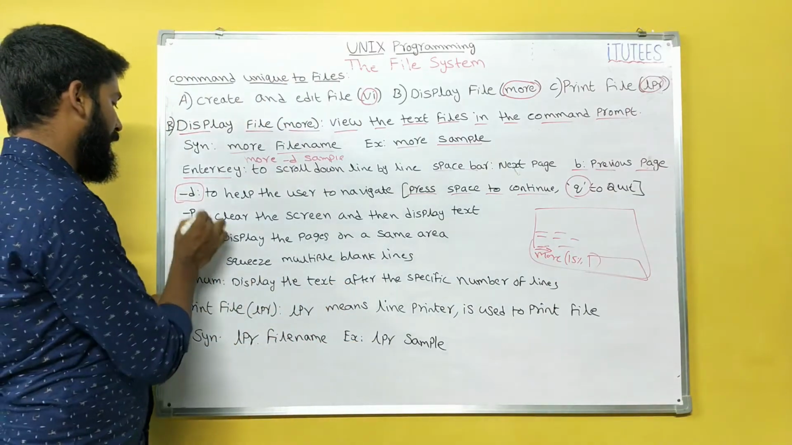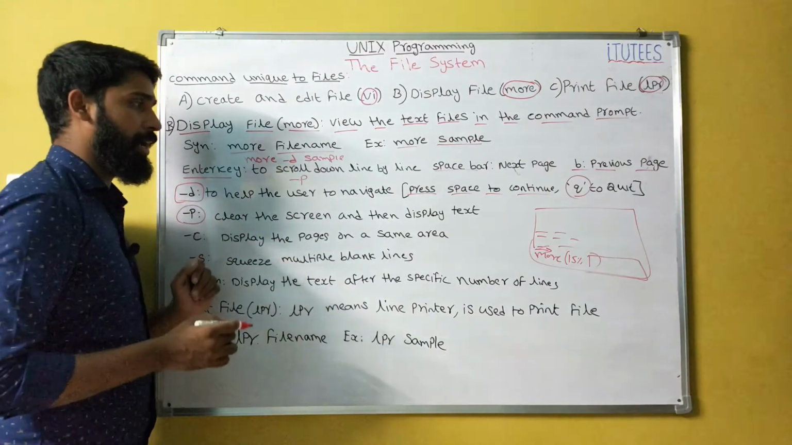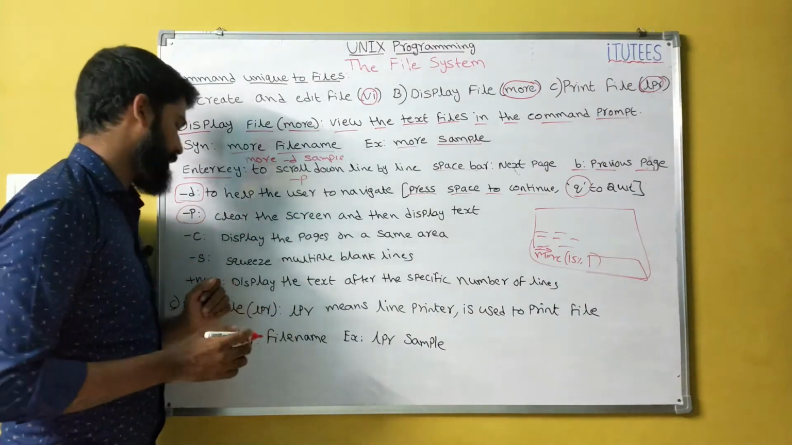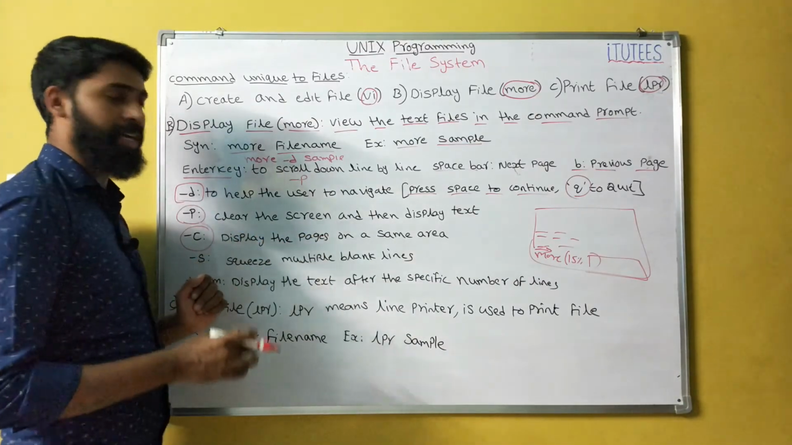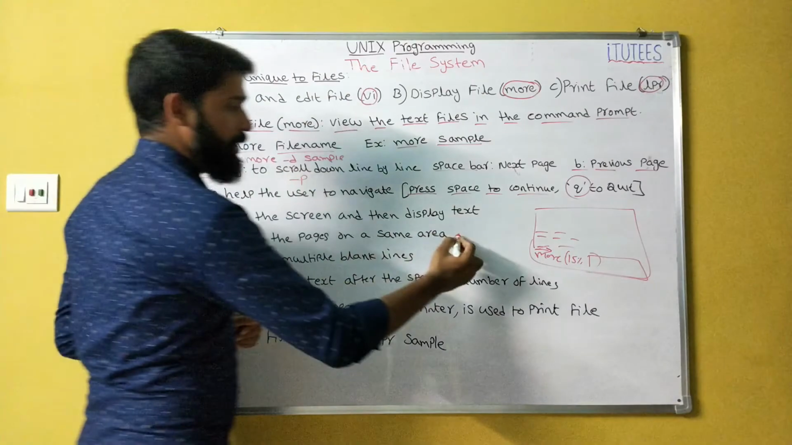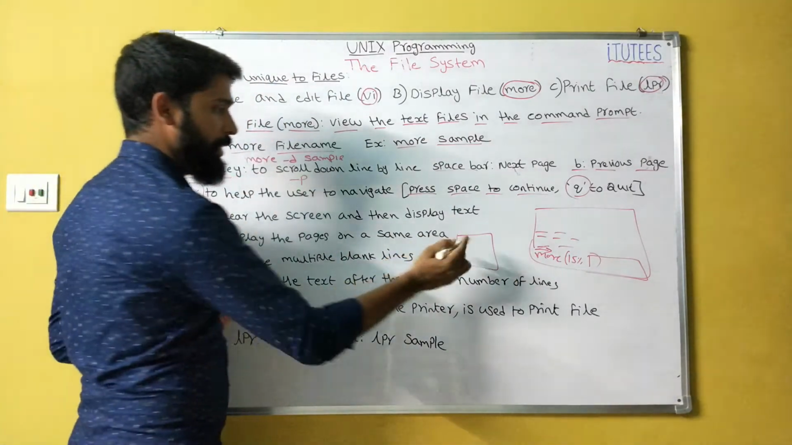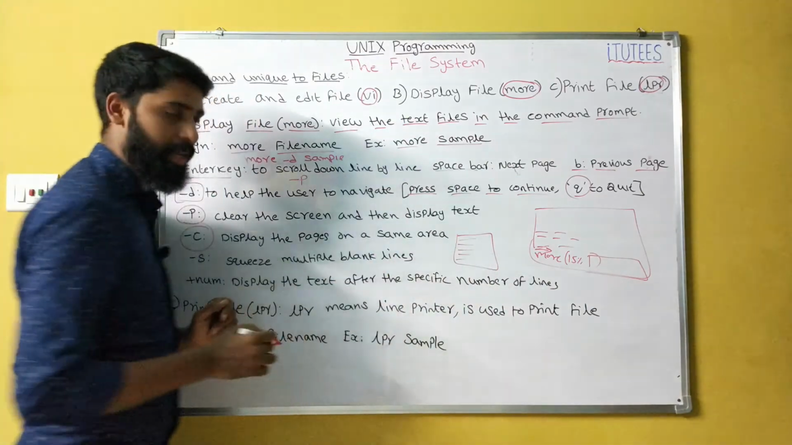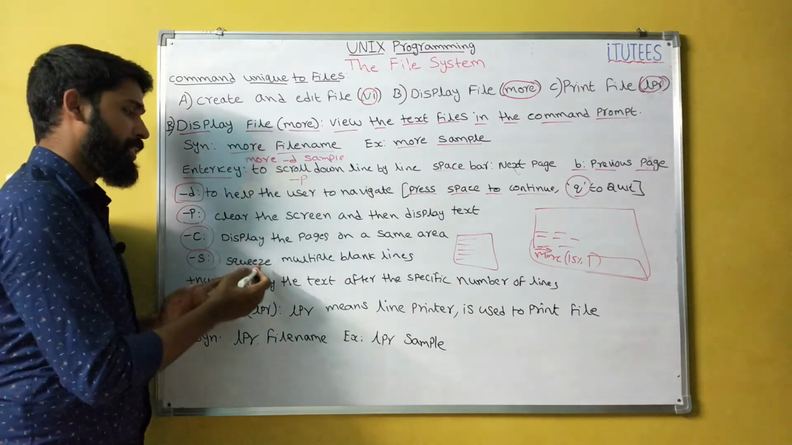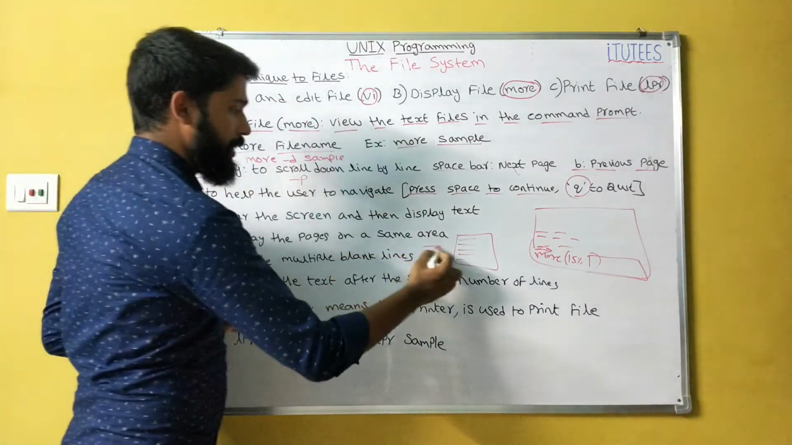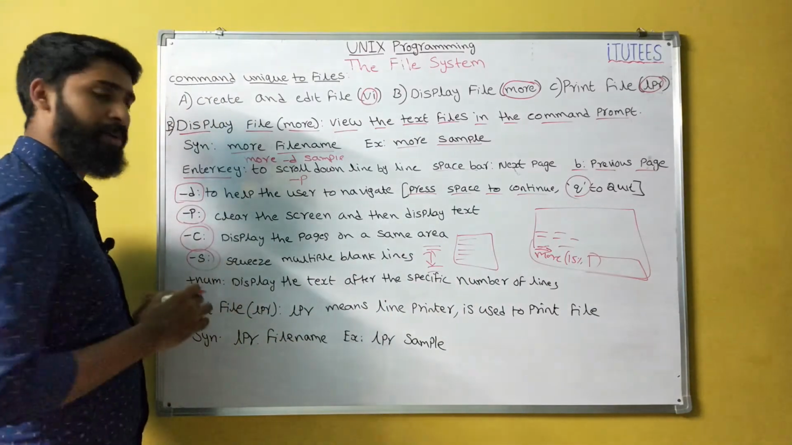Similarly, if I use hyphen p, it clears the screen and displays the text. If you use hyphen c, it displays the pages in the same area, that means one page; if you press enter, the old lines are replaced with the next lines. And hyphen s means squeeze multiple blank lines. If there are multiple blank lines, they are squeezed with the help of hyphen s.